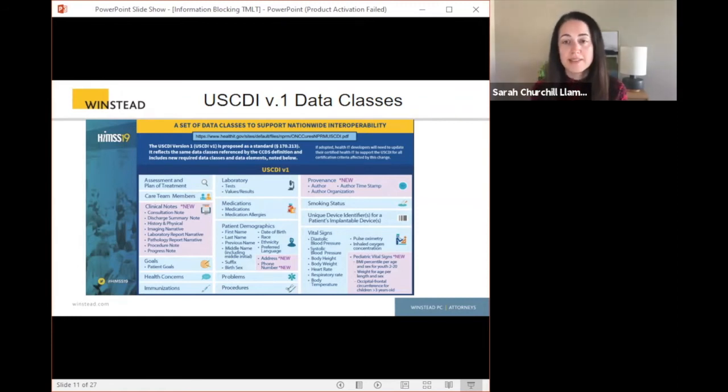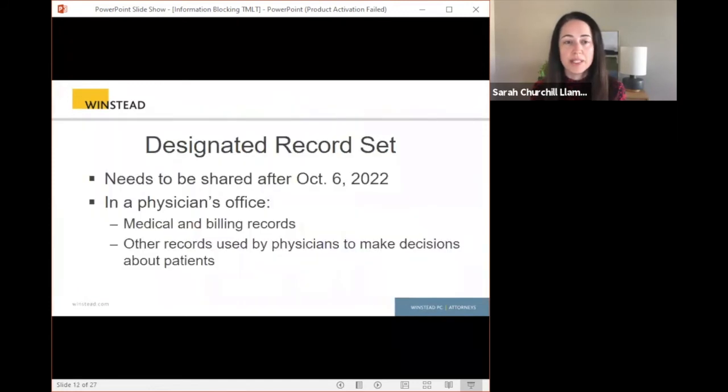And it's until October 6th. So then that means after October 6th of 2022, you're going to need to be able to share the designated record set. So that means, for a physician's office, that is your medical and billing records and any other records used by your physicians to make decisions about patients or about that patient, right, who's making that request. So this is a much broader category. I think as we get closer to this date of October 6, 2022, there might be some revisions in this, but for now, this is the requirement.